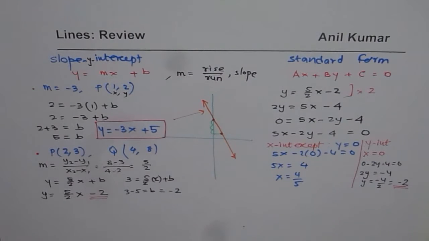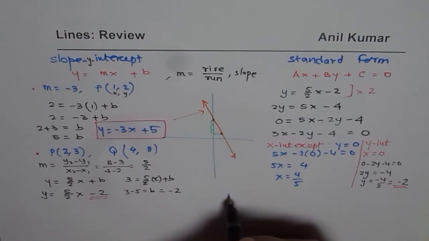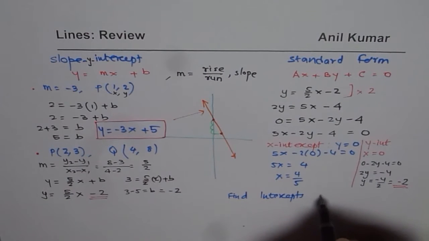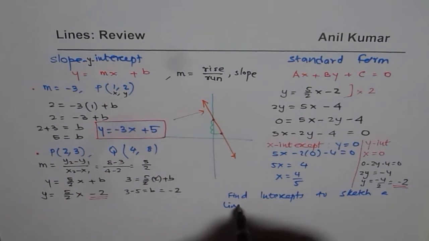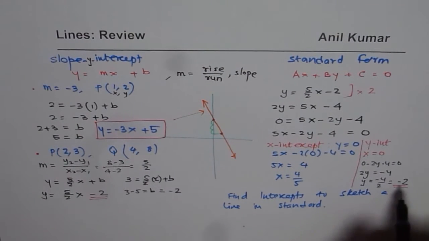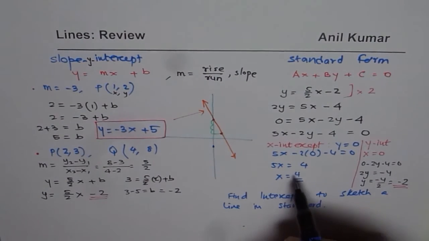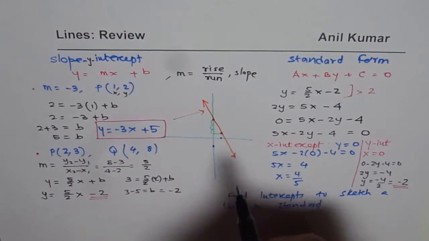Now let me show you how to sketch a line in standard form. Best way is to find x and y-intercept to sketch a line in standard form. So that is a way to sketch it. So we do have two intercepts. Minus 2 is the y-intercept. Let's say that is the y-intercept. 4 over 5 is very close to 1. Let's say this point.